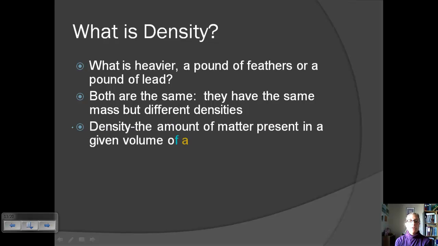So density is the amount of matter present in a given substance, and what I'd like to think of density is the measure of compactness.